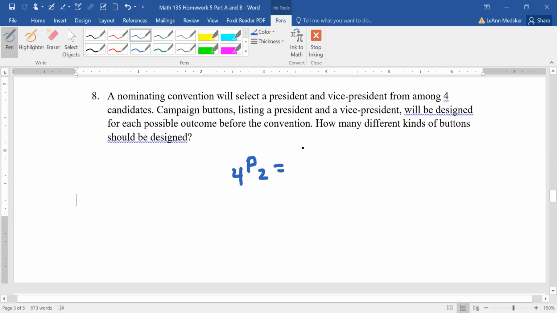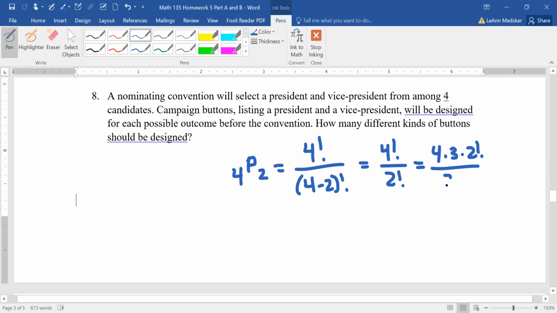So we have to do our permutation formula, which is 4 factorial over 4 minus 2 factorial. So that's 4 factorial over 2 factorial. This one's not too bad. 4 times 3 times 2 factorial over 2 factorial. This is just 12. Okay.